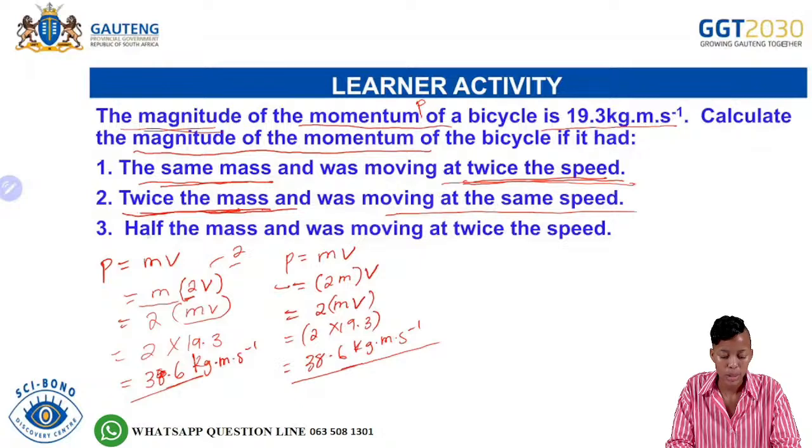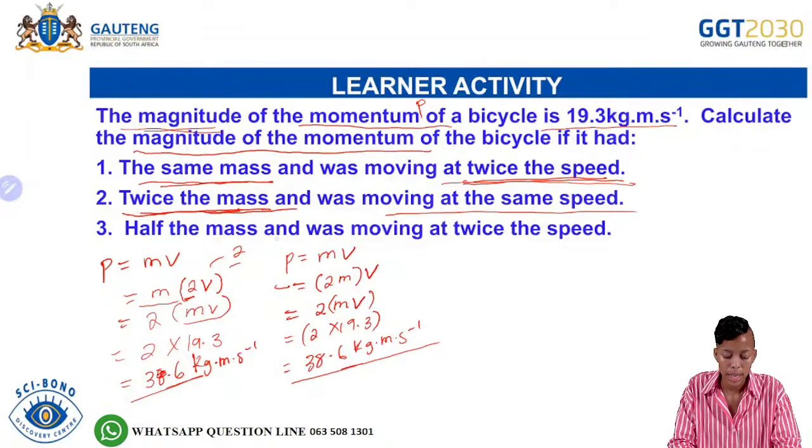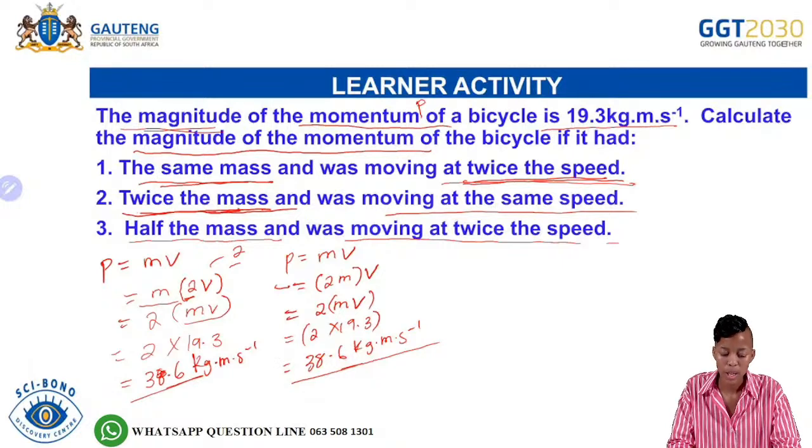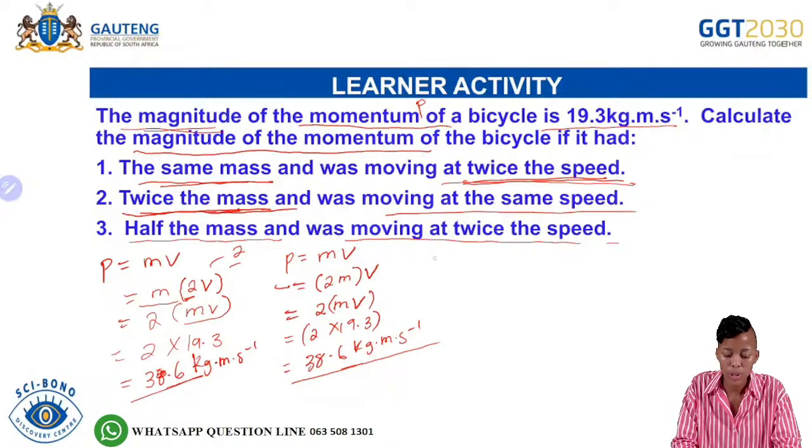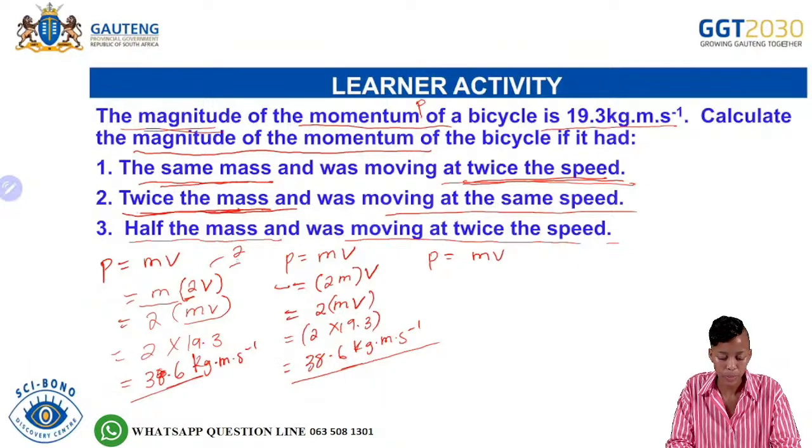So the next one, number 3, says half the mass. So we need to calculate again the magnitude of the momentum if we have half the mass and if this bicycle was moving at twice the speed. So again, we are looking for momentum. We are given mass, we are given the speed, and then we need to look for the magnitude of momentum. What are you going to do? Go back and look at your formula sheet and look for the formula of momentum, which is P equals mv.